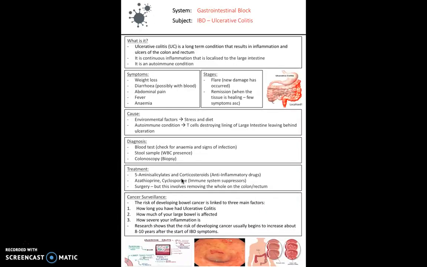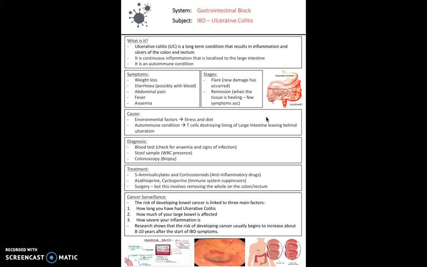Moving on, we have ulcerative colitis. So this again is another type of inflammatory bowel disease, and it results in inflammation and ulcers, particularly of the colon and rectum. So remember how we said that Crohn's is all about anywhere from the mouth to the anus. Ulcerative colitis is very specific to the colon and rectum, and usually it's very localized to this right hand side, this right descending colon and the rectum. It's a continuous inflammation, and we've said it's localized, and it is an autoimmune condition.